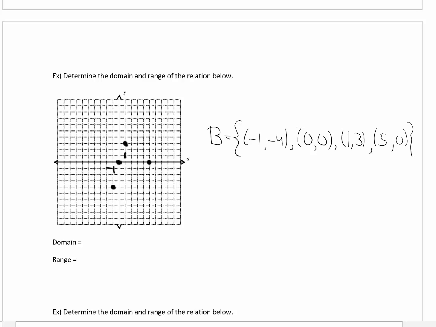So then the domain, or the x-coordinates, would be -1, 0, 1, and 5. The range, the y-coordinates, would be -4, 0, again only have to write it once, and 3.